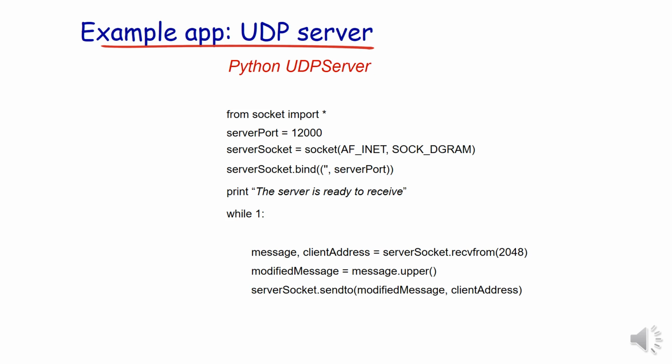And the next line is only seen on the server side. It is not there on the client side. The bind method assigns the port number 12,000 to the server socket. When anyone sends a packet to port number 12,000 at the IP address of the server, then the packet will be directed to this socket.